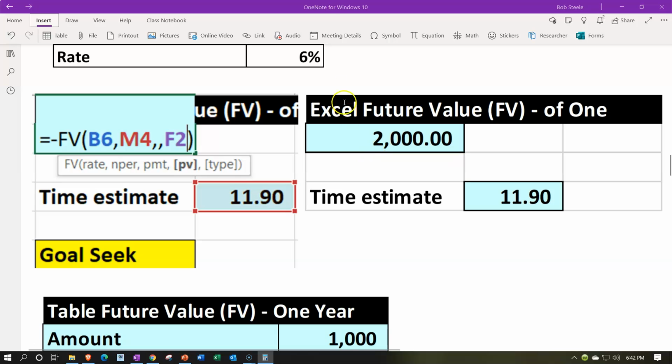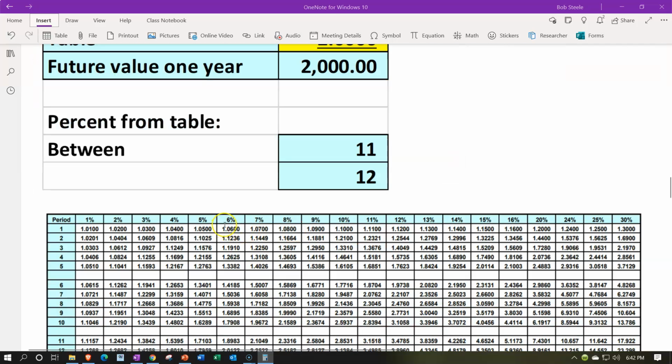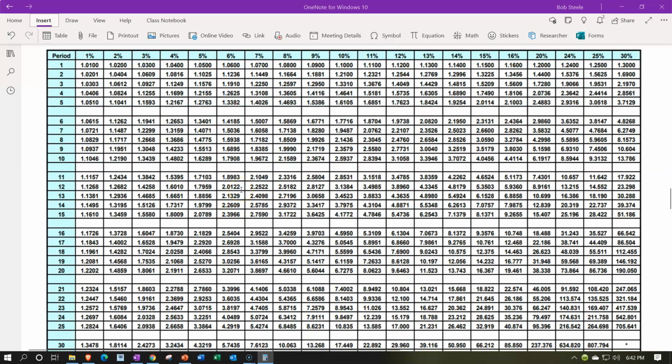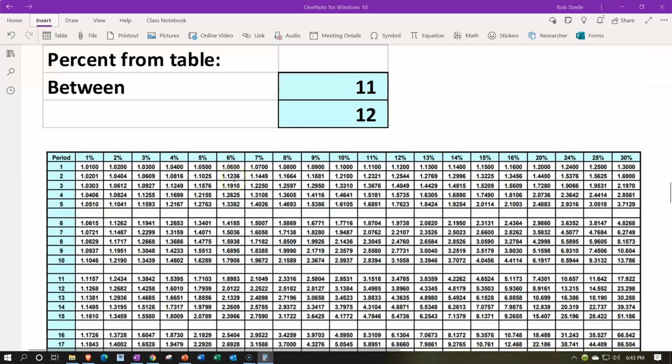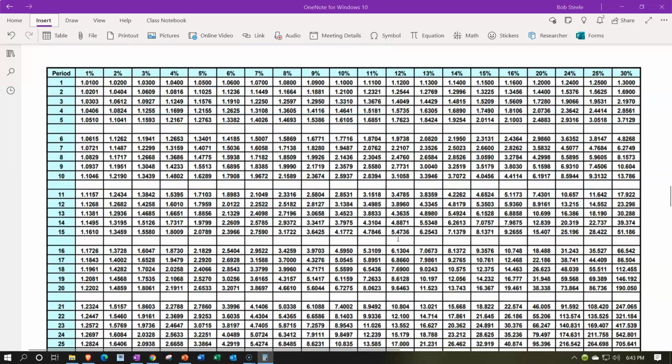We know what the rate is. The rate is going to be 6%. We just don't know the number of periods. So if I go to the 6%, I'm just looking for where 2 shows up, and that's down here somewhere between 11 and 12. So we know that somewhere between period 11 and 12 from the table is when it's going to go from 1 to 2. We could get more approximations by those percentages, but that's another way that we can approximate and back into the number of periods.